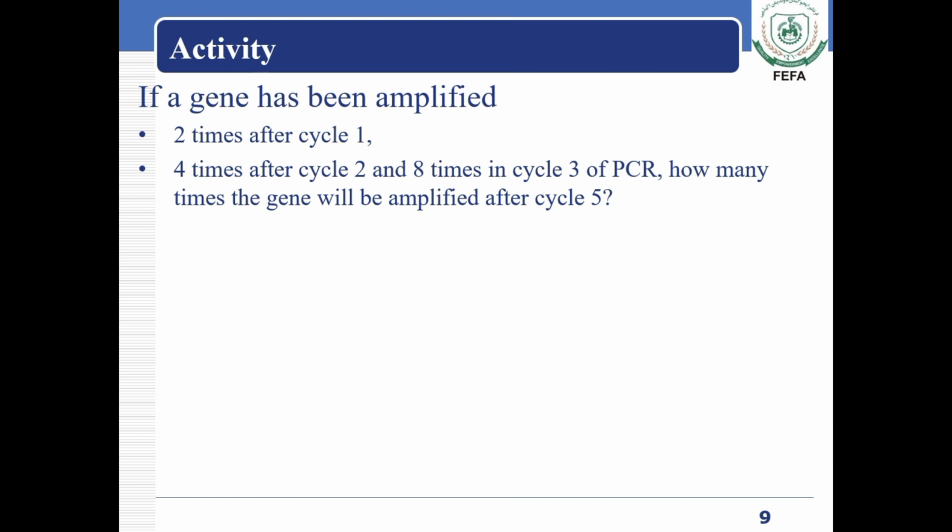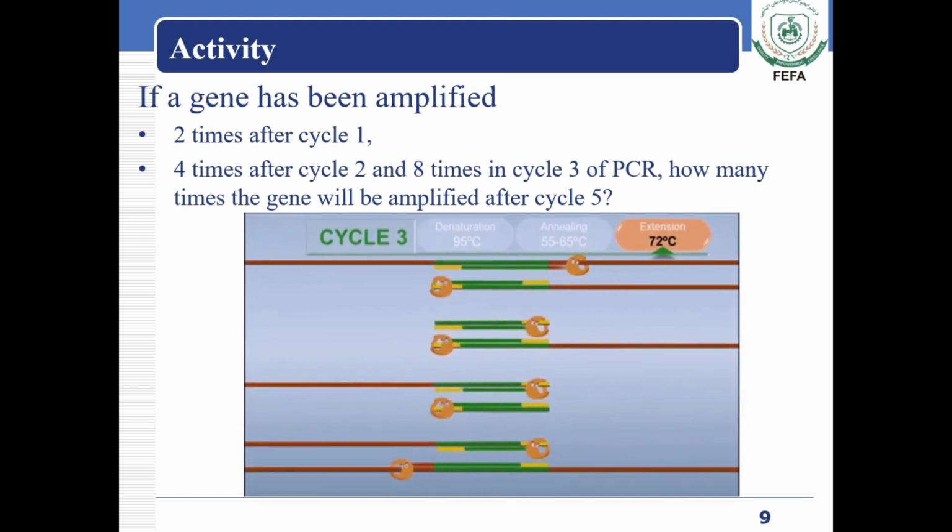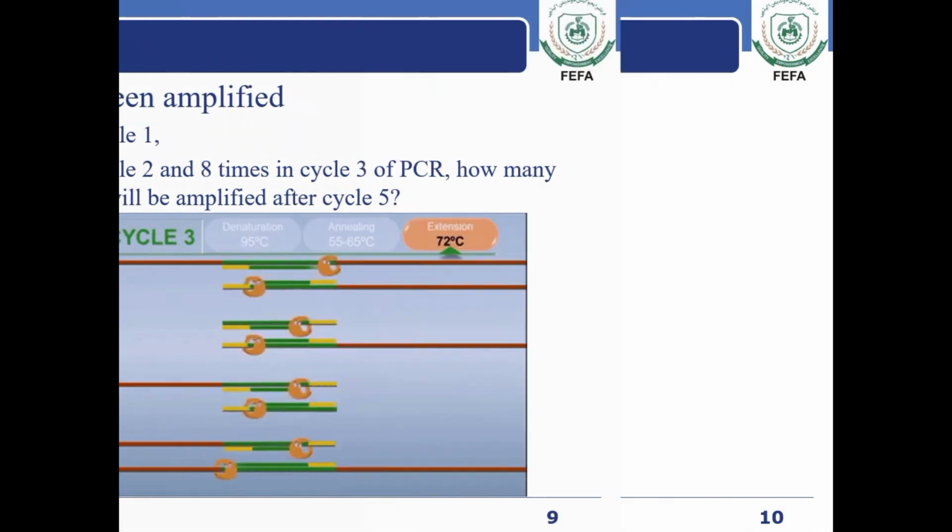There is an activity: if a gene has been amplified 2 times after cycle 1, 4 times after cycle 2, and 8 times in cycle 3 of PCR, how many times will the gene be amplified after cycle 5? So 32 DNA copies are produced. How many? 32 DNA copies are produced.